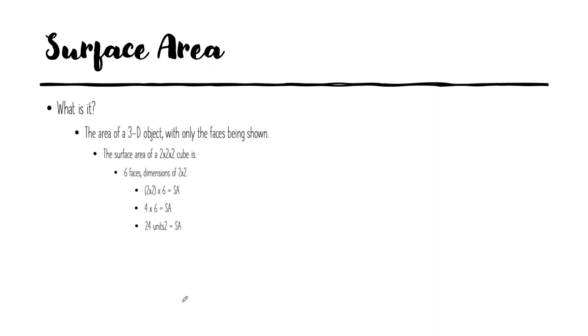Now let's stop talking about square roots. Let's talk about surface area. So what is surface area? Surface area is the area of a 3D object with only its faces being shown.